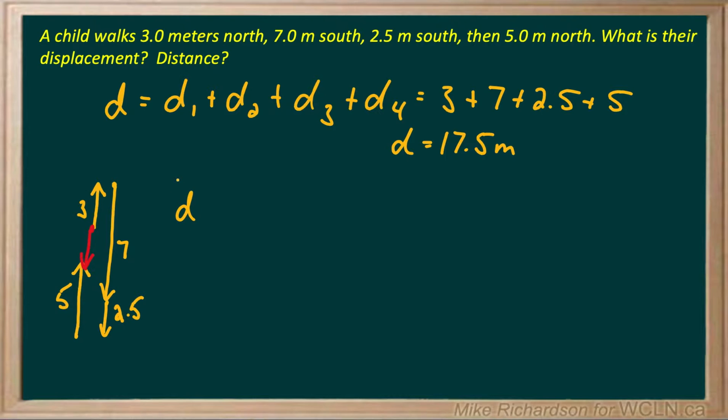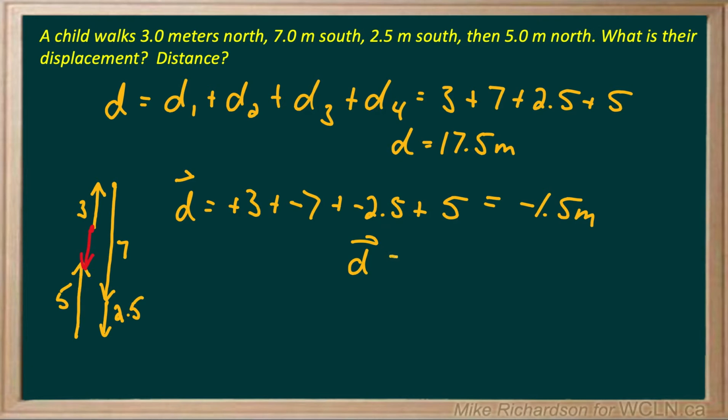So my total displacement, if we say north is positive and south is negative, would be positive 3 plus negative 7 plus negative 2.5 plus positive 5. And all of that will equal, we've got negative 4, negative 6.5, add 5, negative 1.5 meters. So since negative is south, I would say my total displacement is 1.5 meters south, which you can see would be true on this diagram.